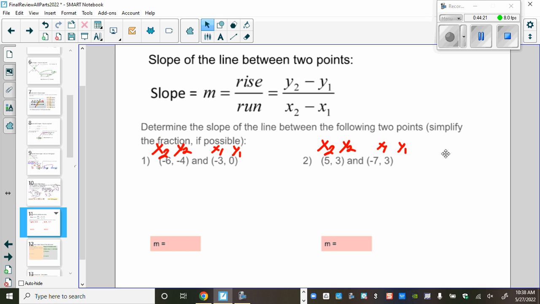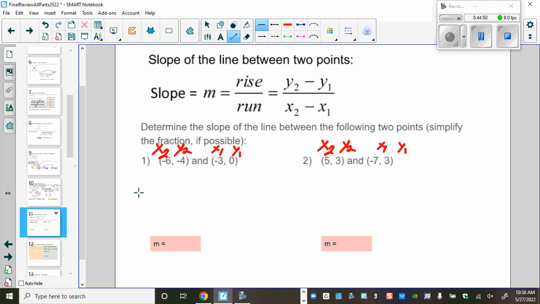Well, that did not work. So it doesn't matter how you label your points. But remember, you have to keep the ones consistent with the ones, the twos with the twos. Now, when we do this type of problem, I want to talk about the first one because I see a mistake that could happen right away.